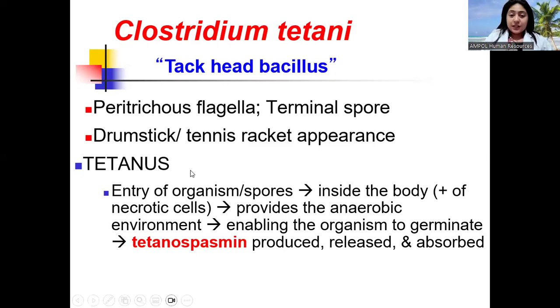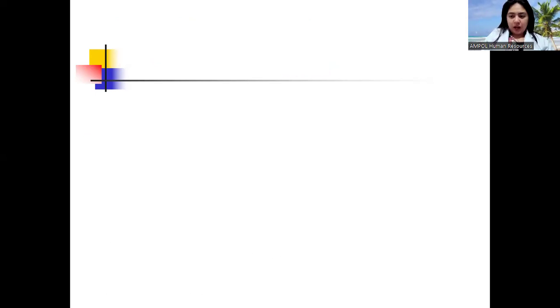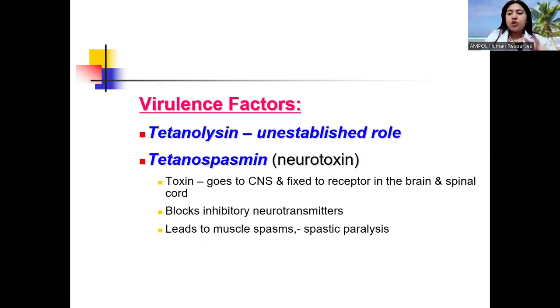This one is the organism causing tetanus. After entry of the organism inside the body, it will cause necrotic cells, which provide an anaerobic environment, enabling the organism to germinate. If there's germination, there's release of toxin, which is the tetanus toxin, produced, released, and absorbed in our body. We have two virulence factors of Clostridium tetani: tetanolysin and tetanus toxin.